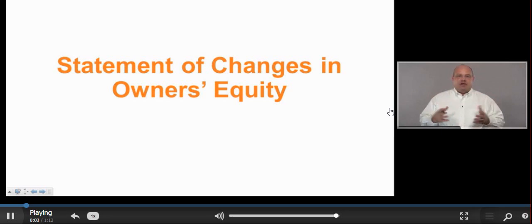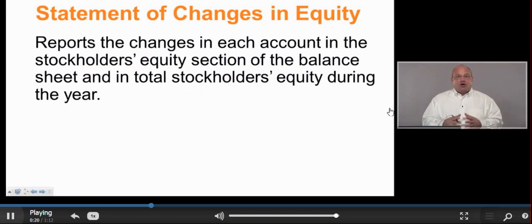The statement of changes in owner's equity. This is the fifth of the financial statements. It's not one of the main three, but it's one of the five that we need to know. Statement of changes in owner's equity is a very descriptive name because what it's going to do is report the changes in each of those stockholders' equity accounts that are in the balance sheet as part of stockholders' equity and how they change during the period.